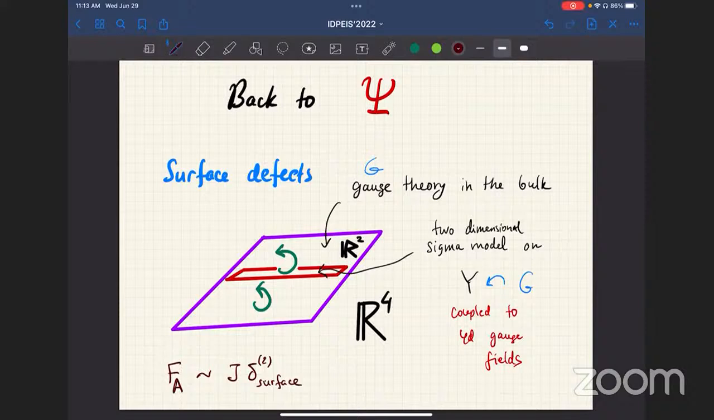So the residue of the singularity, so the coefficient of the delta function, can vary along the surface, and so that's the sigma model field. So that's what the sigma model is carrying.